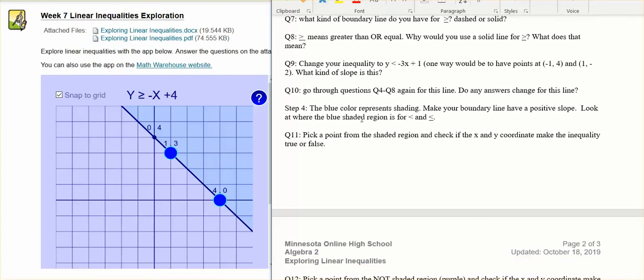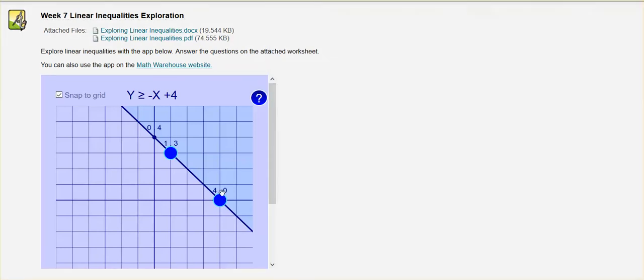And then the next section you're going to be looking particularly at where the shading is. So it says to make your boundary line have a positive slope and look at where the shaded region is for less than and less than or equal. So there's a positive, and here's the blue. And then what you're going to do is pick a point from this shaded region, the blue region, and then check and see if it's true.